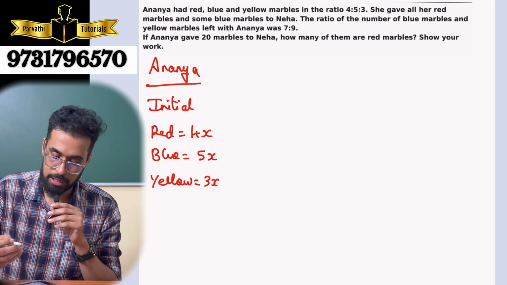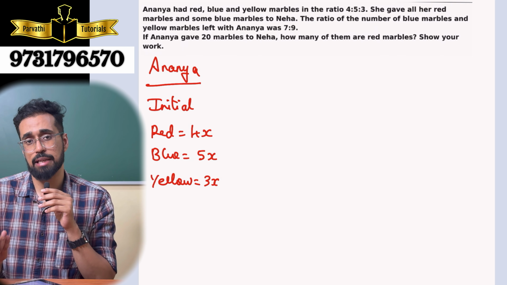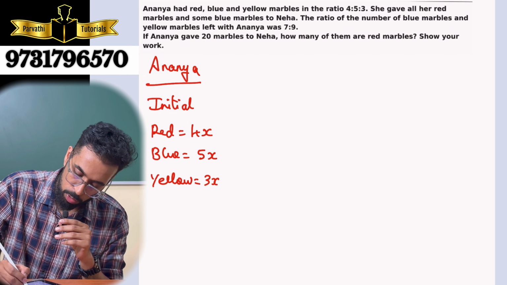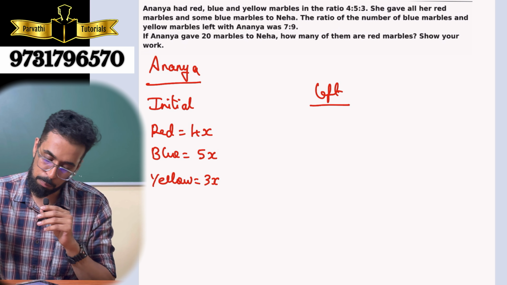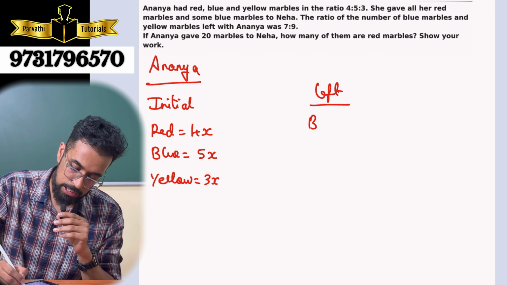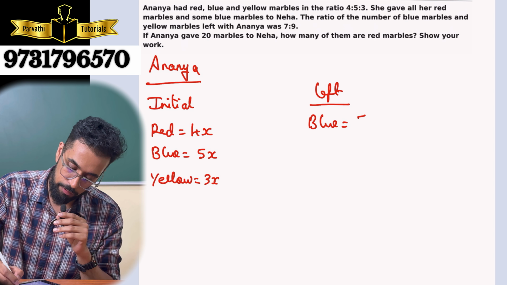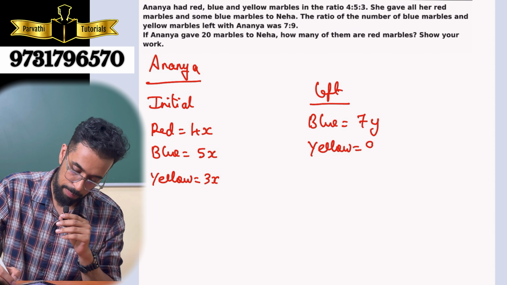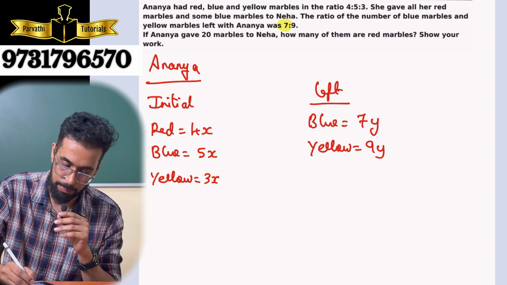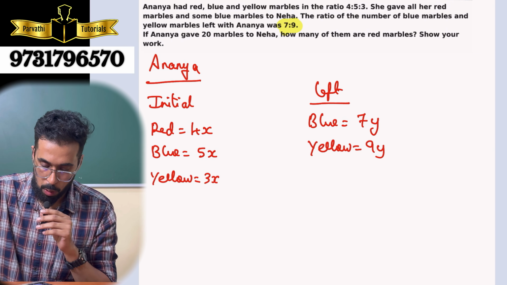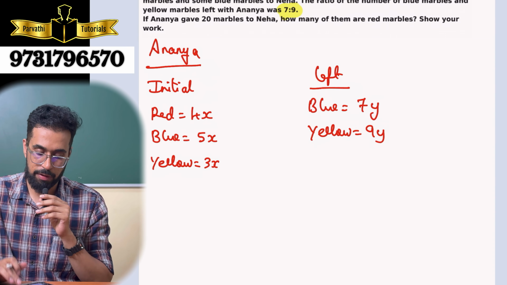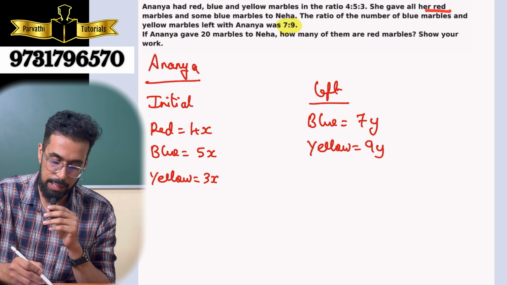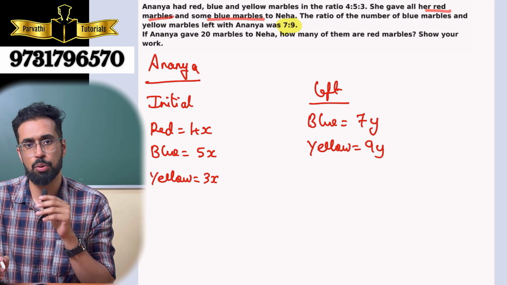She gives away all the red marbles and some of the blue marbles, and she is left with the blue and the yellow marbles. She is left with blue marbles of 7y and yellow marbles of 9y. That is the ratio given in the question. One point to observe here is that she has given all the red marbles and some of the blue marbles to Neha.